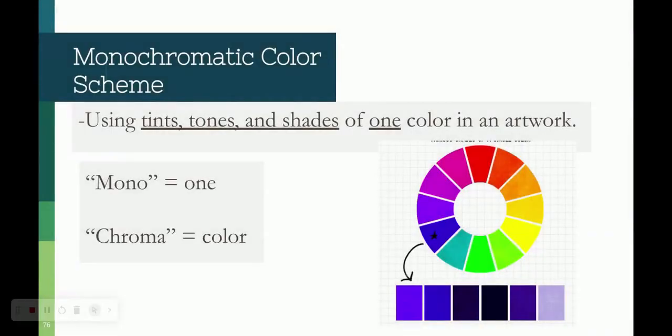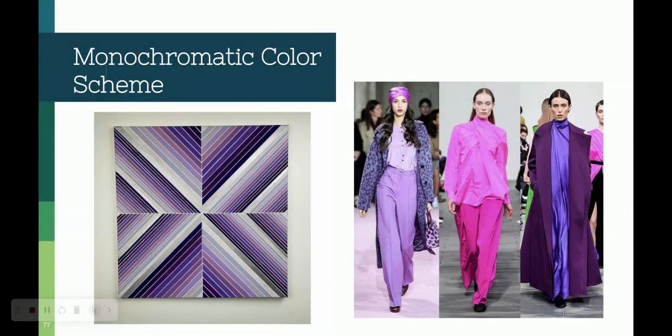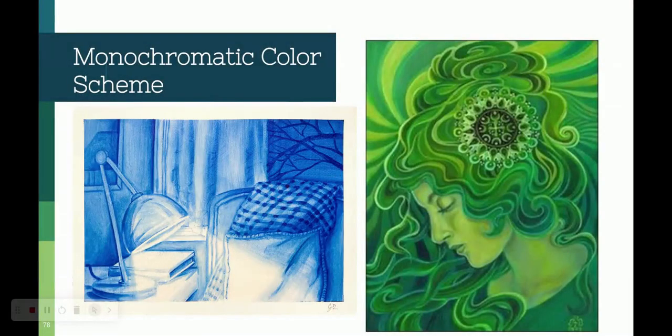Now, monochromatic color scheme. This is using tints, tones, and shades of one color in an artwork. Mono means one, chroma means color. So you're just using one color in an artwork, but you're changing the value and intensity of that color. We can see this often in clothing as well as in interior design.